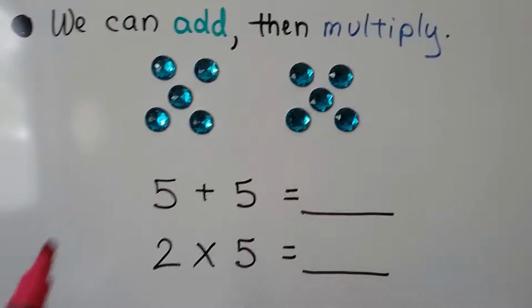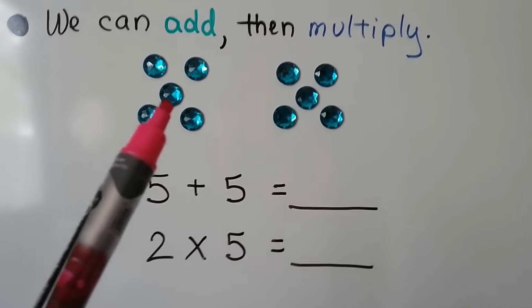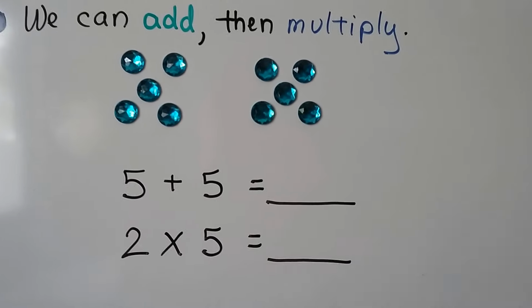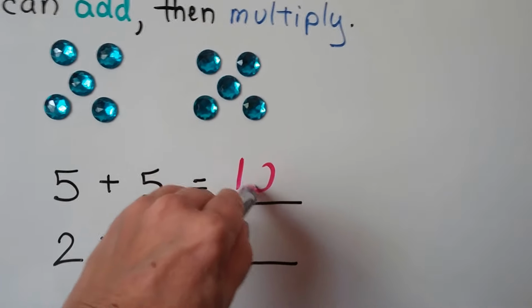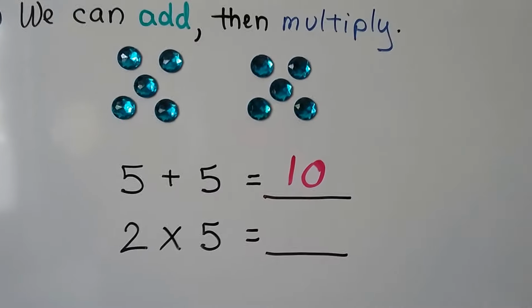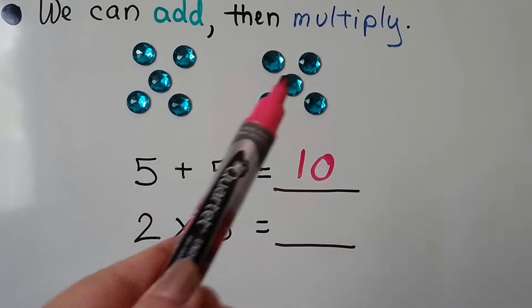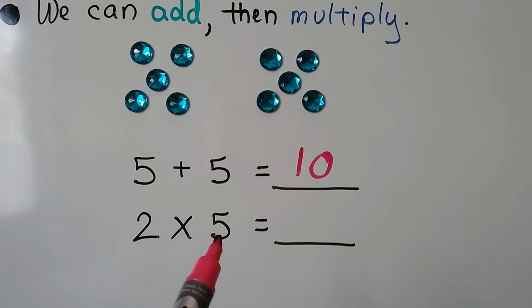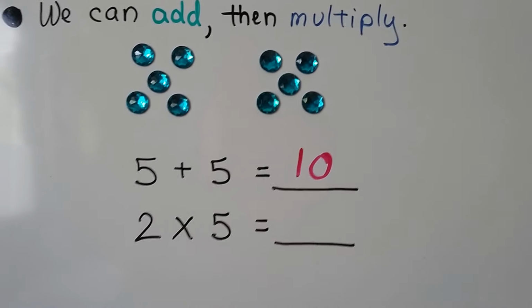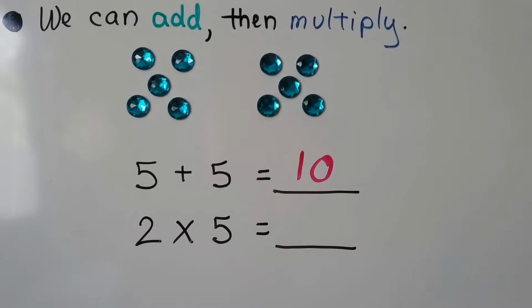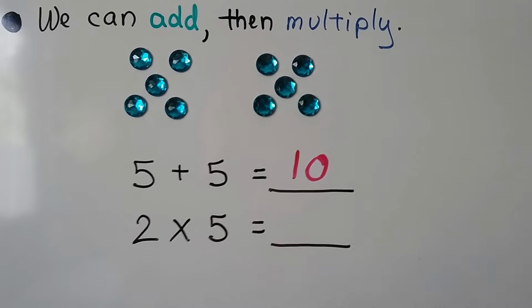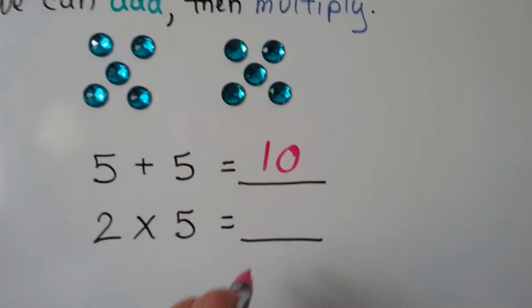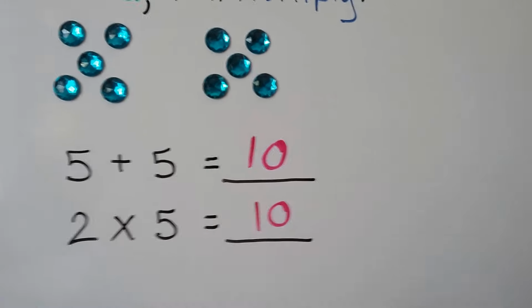Here I've got some pretty blue gems. There's 5 here and there's 5 here. If we add 5 plus 5, it will equal 10, won't it? We'll have 10 gems. We also have 2 groups. That's the number of groups, and that's how many are in each group. We have 2 groups of 5. We have 2 times 5. We have 5s 2 times. See that? And 2 times 5 is equal to 10.